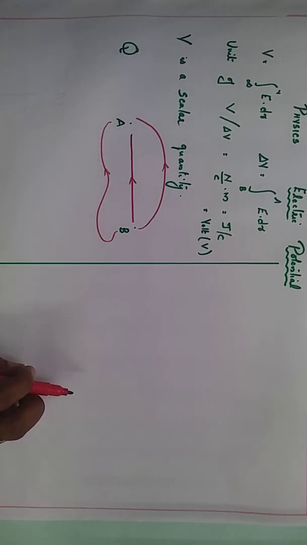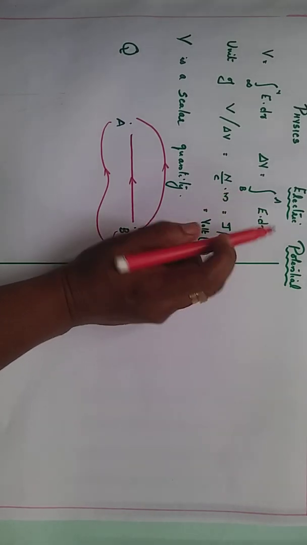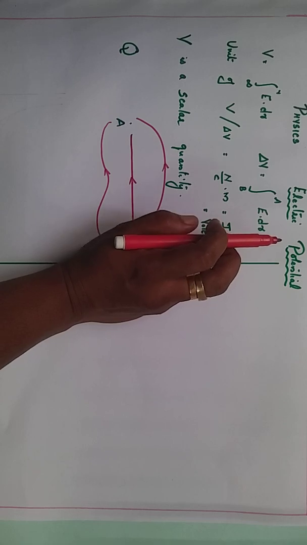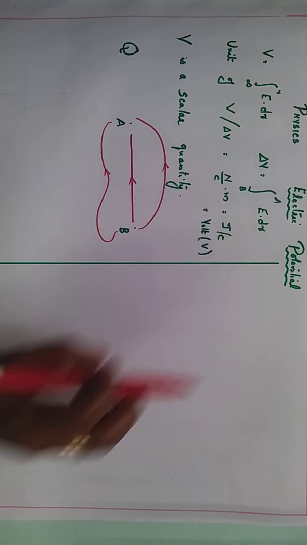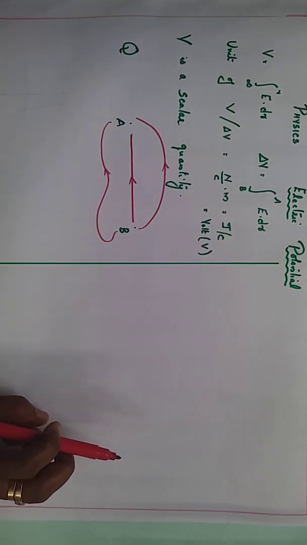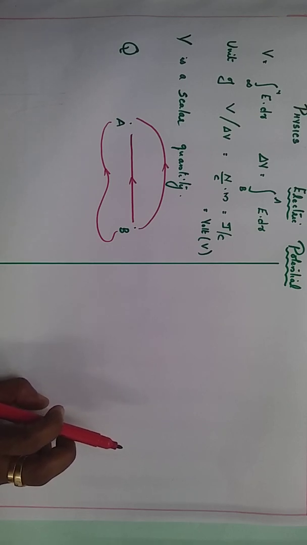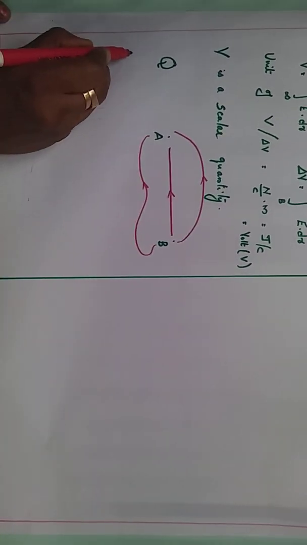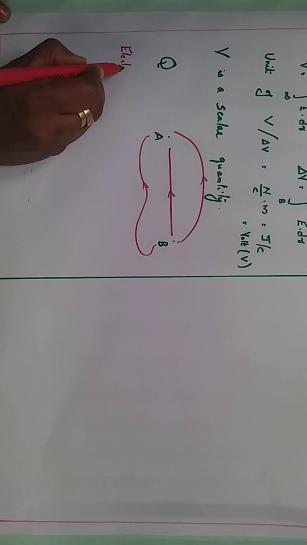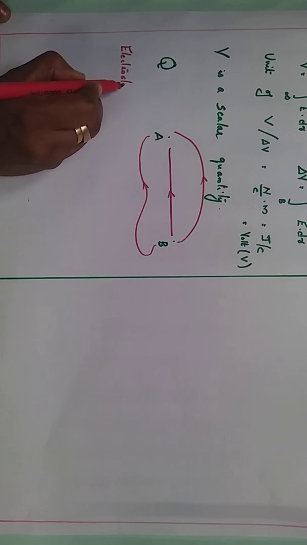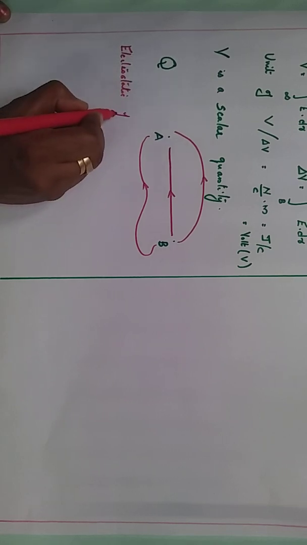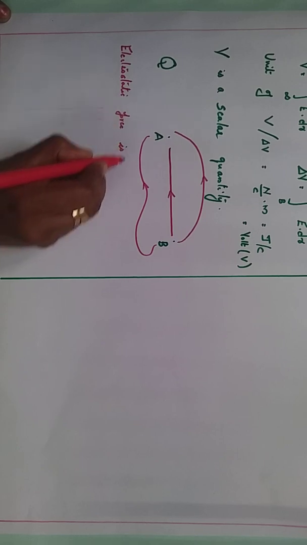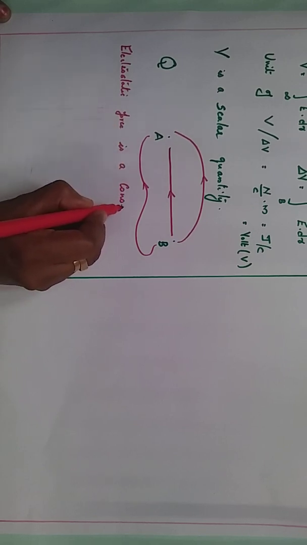So, whatever be the path taken by the charge, it depends only on the initial point and the final point. The work done in bringing a unit positive charge from infinity to a point or one point to another does not depend on the path through which it is travelled. It depends only on the initial and the final point, and hence electrostatic force or Coulomb force is a conservative force.